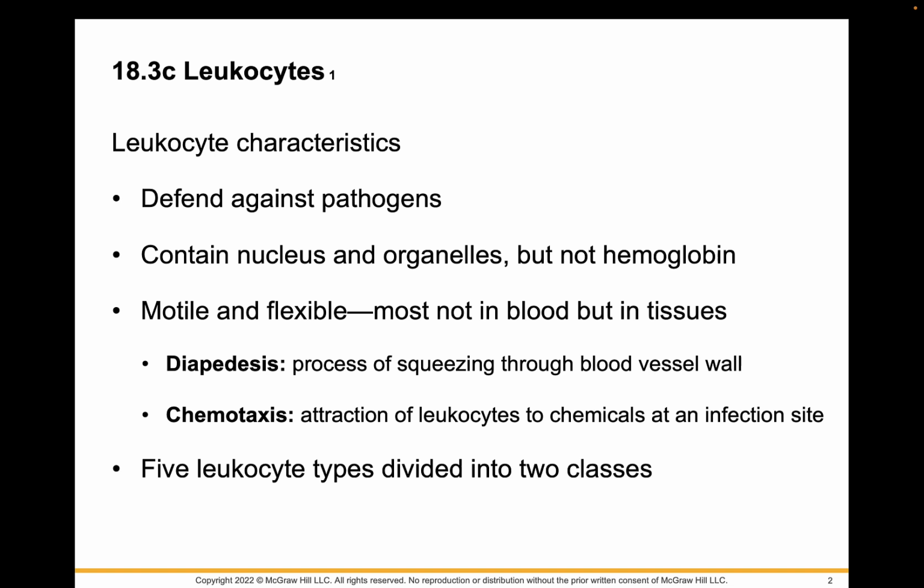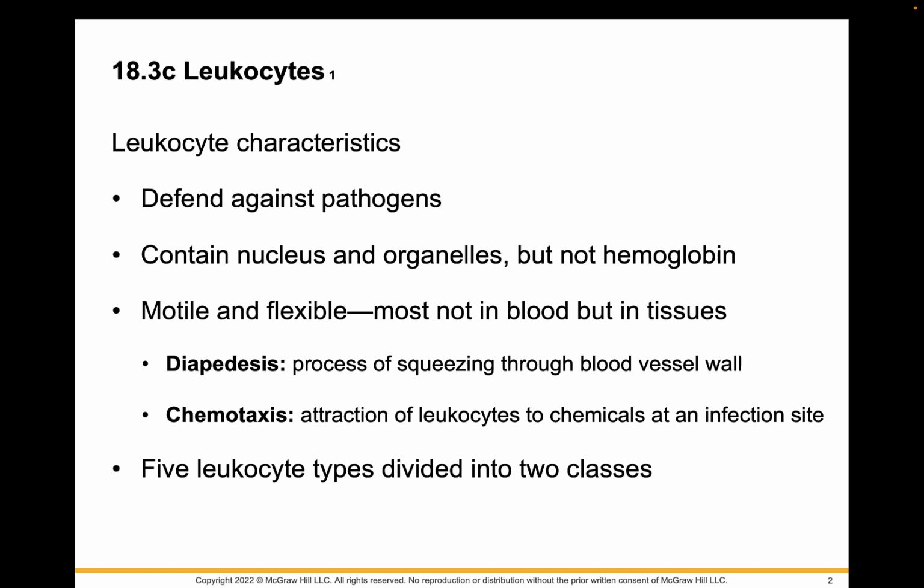Now, if we look at the primary characteristics associated with white blood cells, keep in mind what their underlying job is. Their job is basically to defend against pathogens, and they're very different from red blood cells. Keep in mind they contain a nucleus and organelles, but not hemoglobin, so their job is not to transport oxygen. They are extremely motile and flexible, and generally we find them not in blood but in tissues, and that makes sense because once again their job is tied into immunity, and they will be transported through the blood to a site of injury or an area where they'll actually be able to do their job.